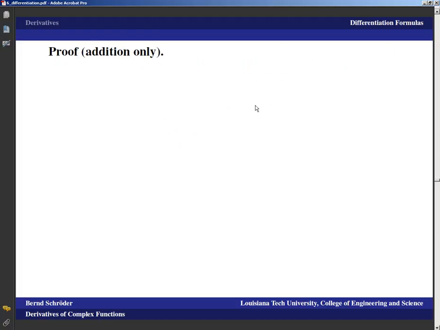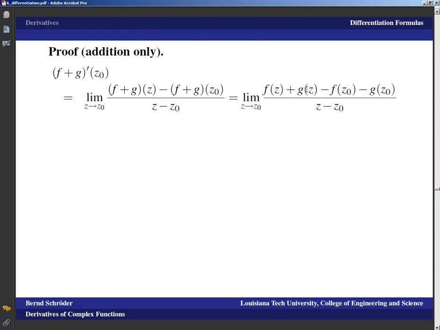The proof, all those proofs are very similar. Some of them may even be assigned as homework problems. Let's take a look at the proof for addition. So the derivative of f plus g would be, we just go back to the difference quotient. It's the limit as z goes to z0, f plus g of z minus f plus g of z0, divided by z minus z0. And f plus g, well, that's f of z plus g of z, and similarly here we get minus f of z0 plus g of z0.